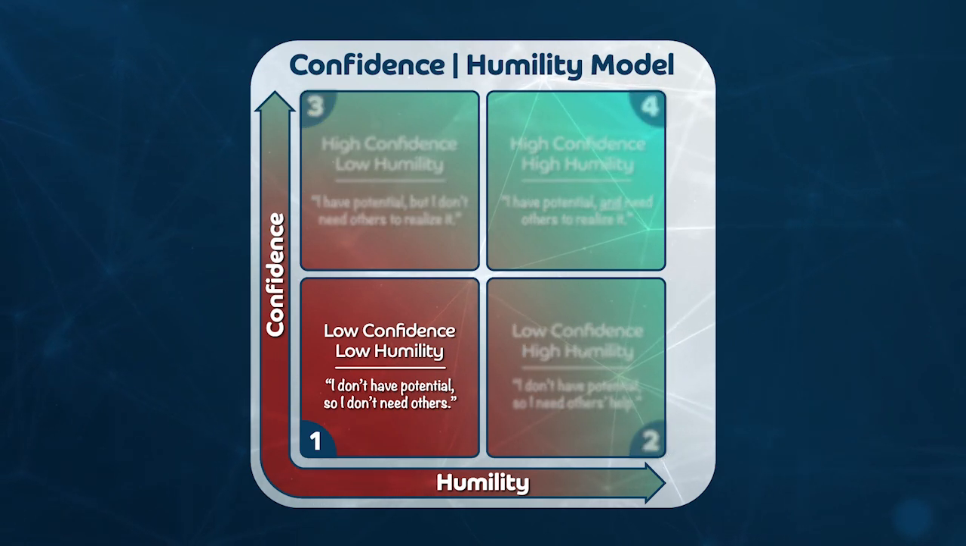Quadrant 1, low confidence and low humility. This is when a person lacks confidence and humility. They are clearly on the red side of the focus spectrum. The quote that applies to people in this quadrant is, "I don't have potential, so I don't need others."